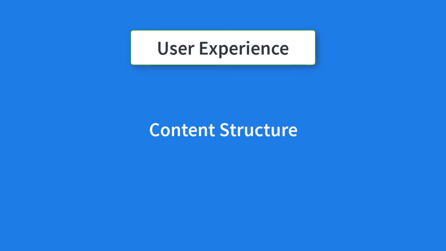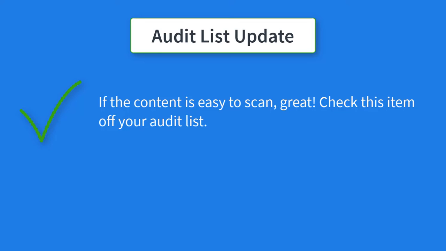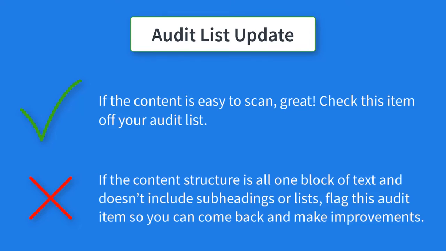Next is content structure. You want your website easy to scan. People like to review the headings and bullets on the page to see if the content is worth reading. Additionally, having your keyword in the headings and emphasized throughout the page helps search engines understand its importance. To update your audit list, if the content is easy to scan, great. Check this item off your audit list. If the content structure is all one block of text and doesn't include subheadings or lists, flag this audit item so you can come back and make improvements.